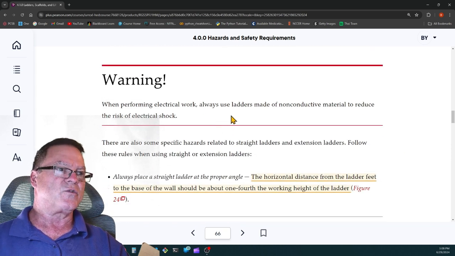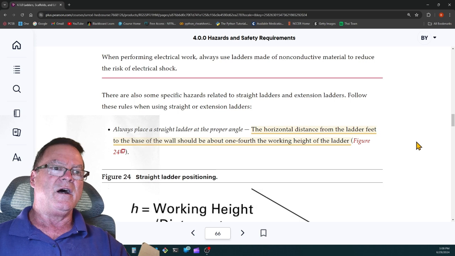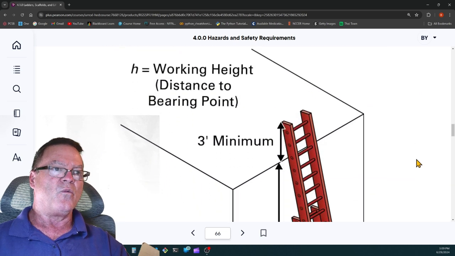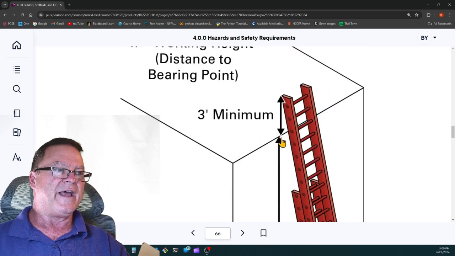Warning: when performing electrical work, always use a ladder made of non-conductive material to reduce the risk of electrical shock. This is highlighted. It says always place a straight ladder at the proper angle. And here's your highlight. It says the horizontal distance from the ladder feet to the base of the wall should be about 1/4 the working height of the ladder. So the working height is how far off the ground the ladder touches the platform.